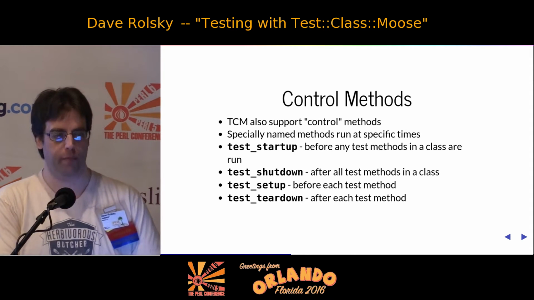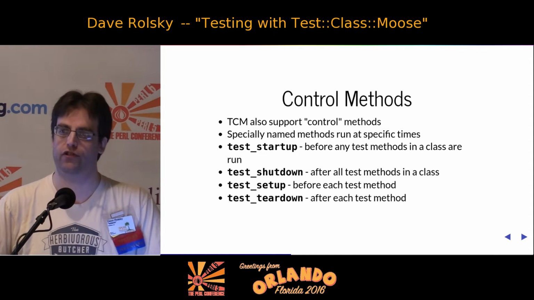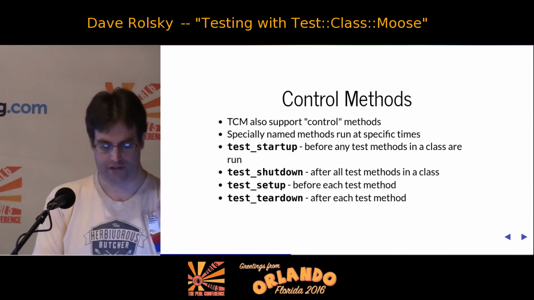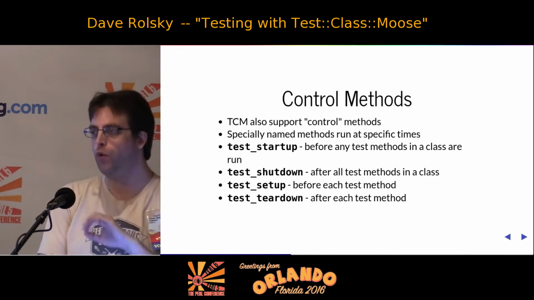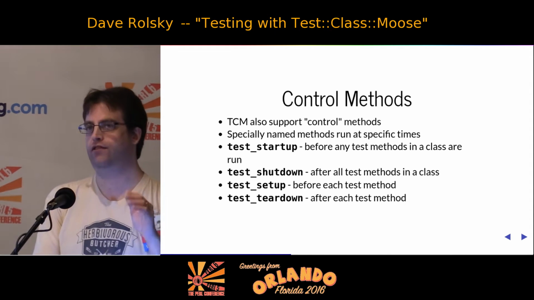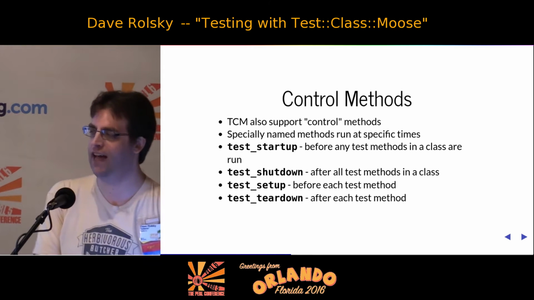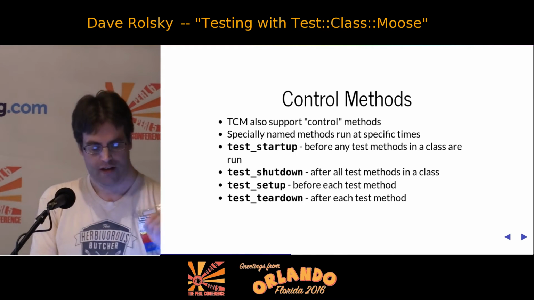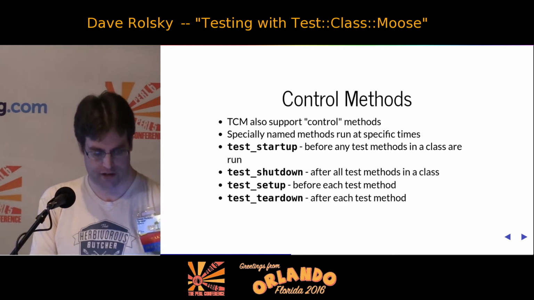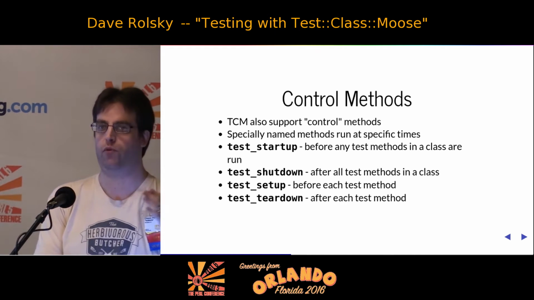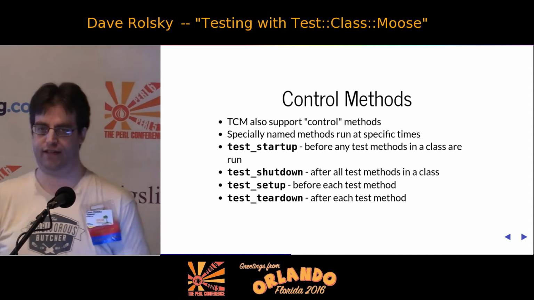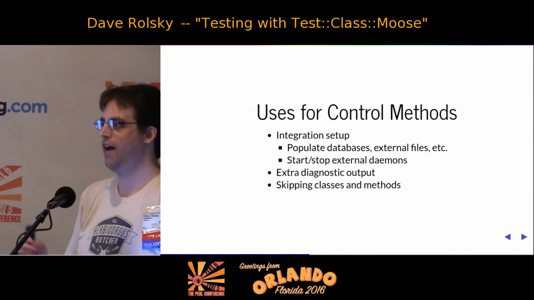There's also control methods. I mentioned that you might want to do some sort of setup and teardown type stuff. So there's four control methods. There's test startup, which runs before any of the test methods, but after the test class object is constructed. Test shutdown is the inverse, it runs right at the end after all the test methods are done. And then there's setup and teardown, which are run per method. You can do a lot of different stuff with this, and it's also how you skip tests and things like that.